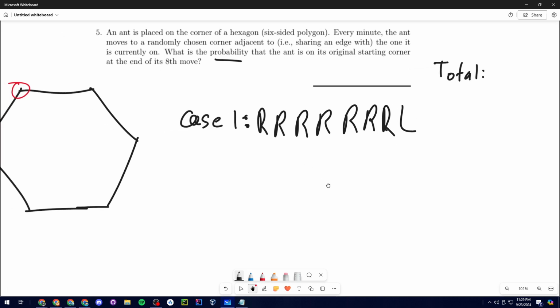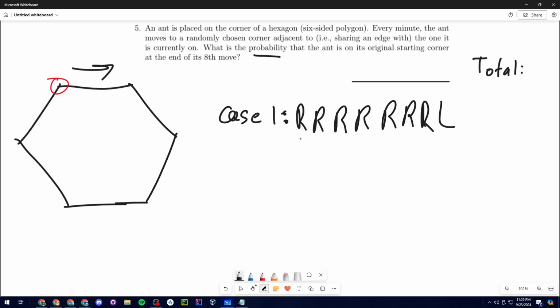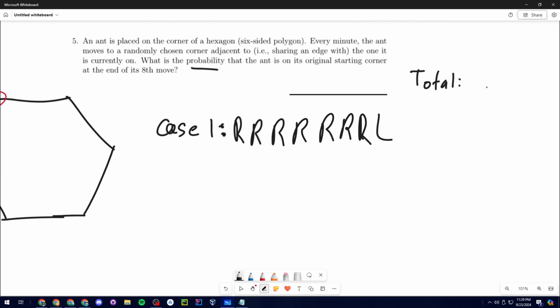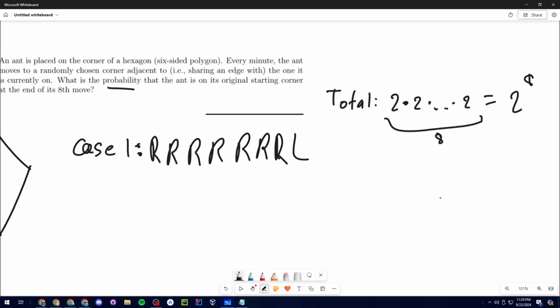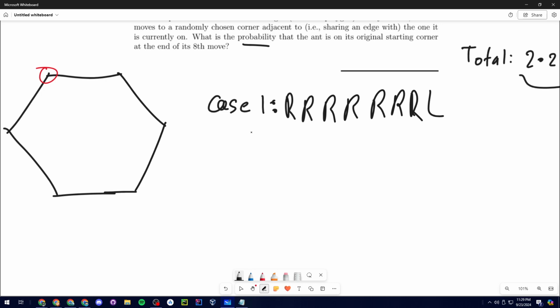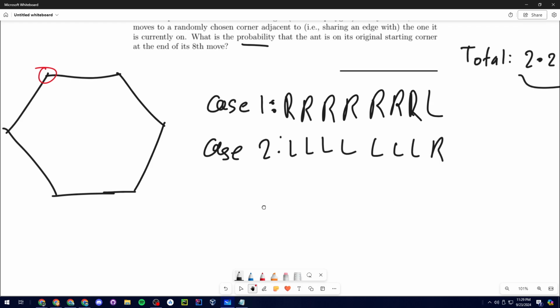I have 2 choices for each move. I can either move that way or I can move that way. And I don't know where I'm going to move, but I know that for every single possibility, I'll have 2 choices for the first one, 2 choices for the second one, etc., all the way up for 8 times. So therefore, total, that's just equal to 2 to the 8th, right? Now I'm going to my desired cases. So I could go right, left. Or I could do the other case, which is just the backward: L, L, L, L, L, L, L, R. Now, am I done here? No, because I can think of one more case.